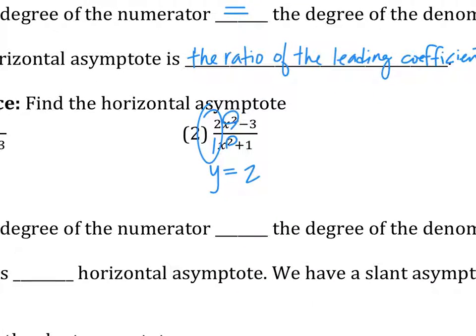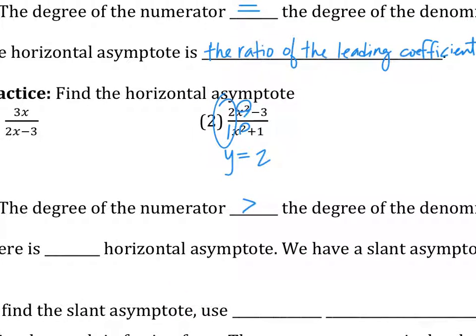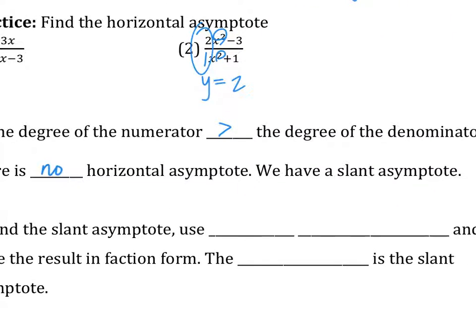Okay, last case, when the degree of the numerator is bigger than the degree of the denominator, then what happens? None. Yeah, no horizontal asymptote. But this year, we're going to talk about the slant asymptote. All right, we don't have time to actually do an example, so I'm going to tell you how to do it, and tomorrow we're going to actually do it.